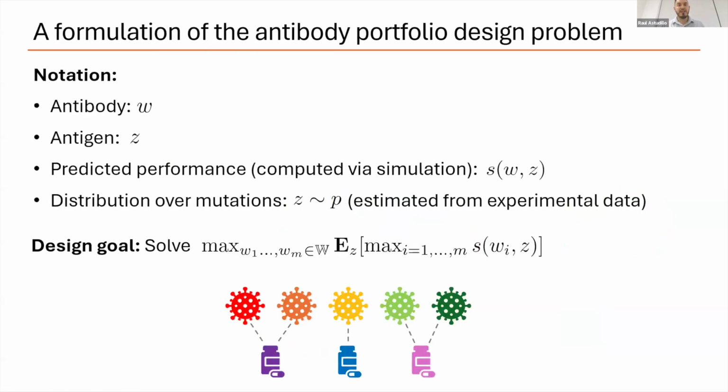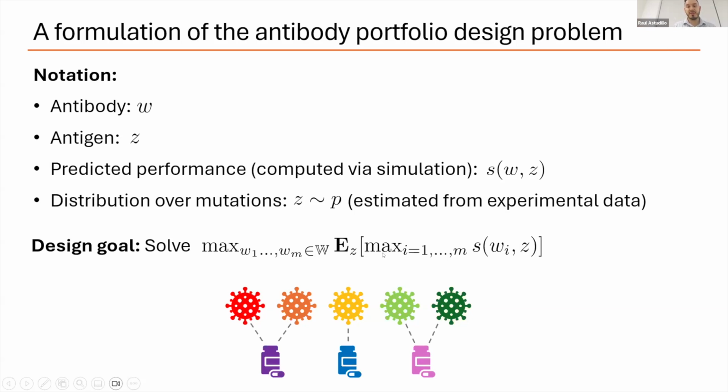So how do we actually formulate this? Again, it might not be clear, but some collaborators suggested that this could be a suitable formulation. Let me quickly introduce some notation. Let's denote the antibody as W, the antigen as C, and suppose that we can compute the performance, or an approximation of the performance, via expensive simulation, and I'm going to call this S of W and C. We also have access to a distribution over potential mutations, which can be estimated from some prior data. Then we can formulate this as this complicated combinatorial and stochastic optimization problem, right?